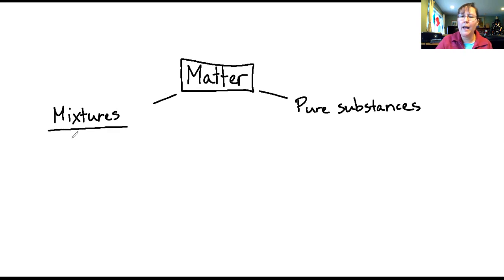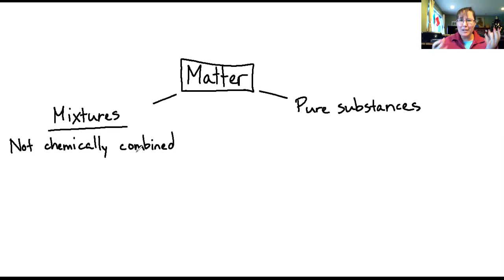Mixtures occur when we have a variety of things that are not chemically combined. Examples of that might be things like air, dirt, a box of Legos. You have a bunch of things in it and they have all those pieces, okay? Pure substances are chemically combined and they're all the same throughout.